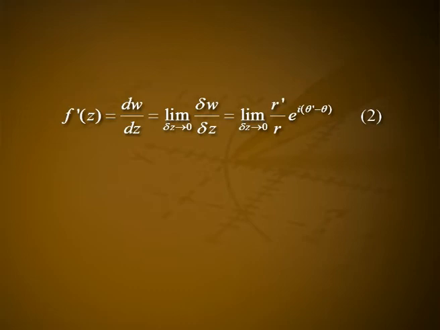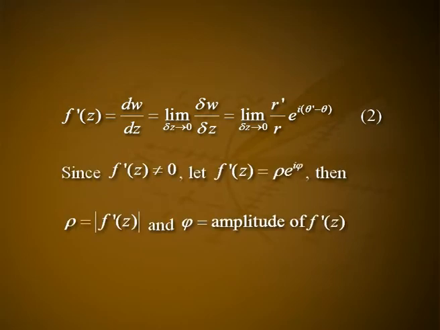Let it be equation number 2. Since f dash of z not equal to 0, let f dash of z be equal to rho e raised to i phi. Then rho is equal to modulus of f dash of z and phi is equal to amplitude of f dash of z.